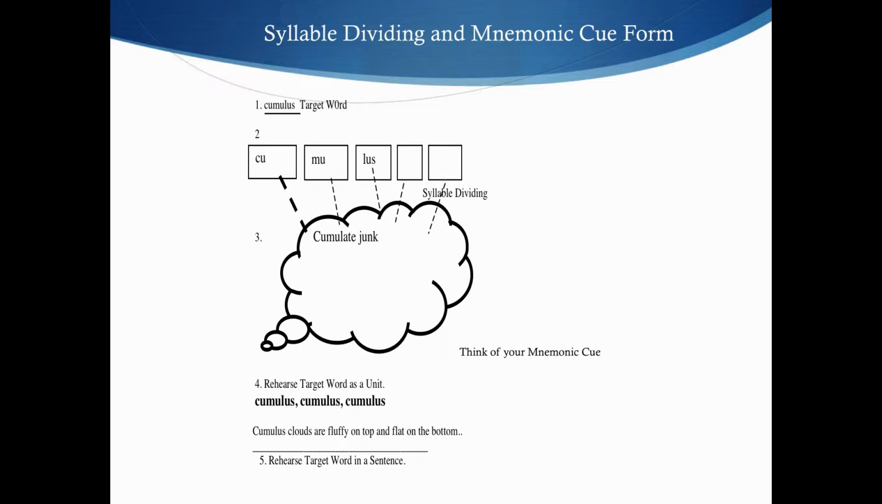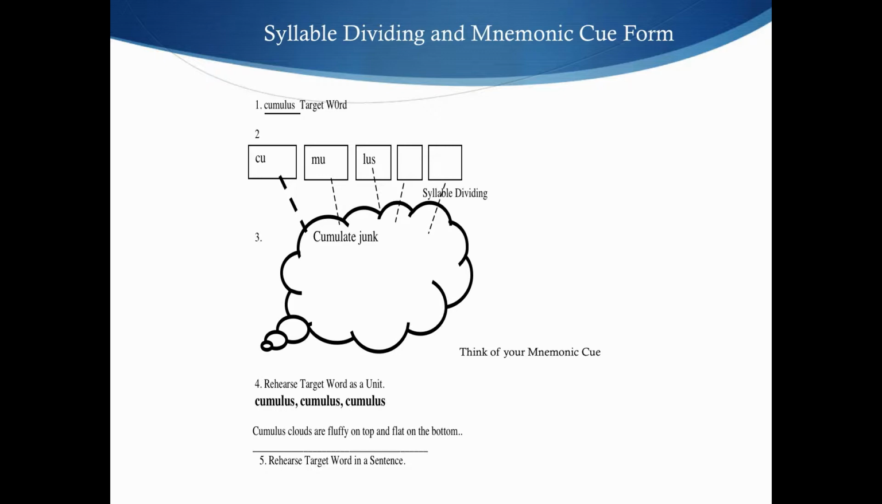So we divided the word into syllables. We put accumulate junk in our call out. And then we had him practice cumulus three times and then say the sentence, cumulus clouds are fluffy on top and flat on the bottom. And we were able to anchor the target word cumulus.